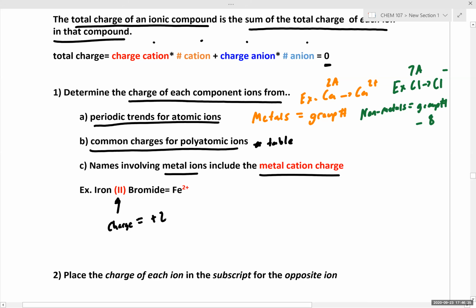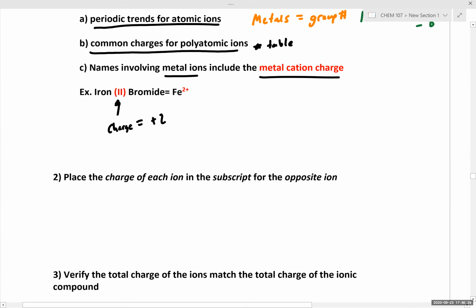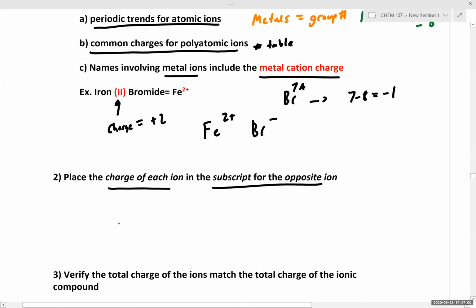So, once we figure out the charge of each component ion, what you can do is you place the charge of each ion in the subscript for the opposite ion. So looking at our iron 2 bromide example, we have Fe2+, and if we think about bromine, which is a 7A element, bromine would prefer to adopt a charge of -1, which would be bromide.